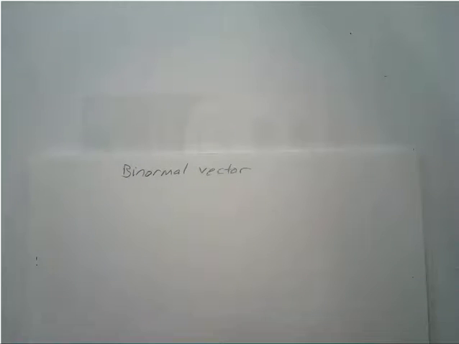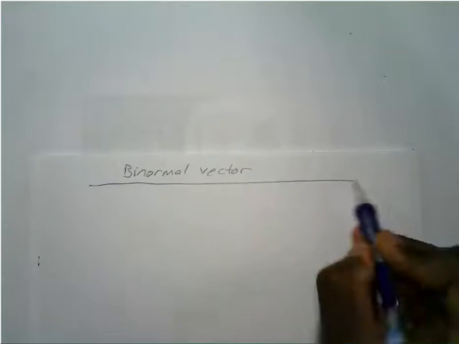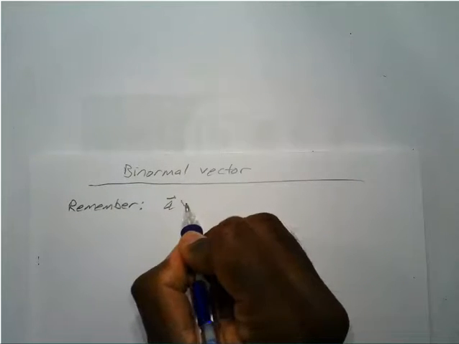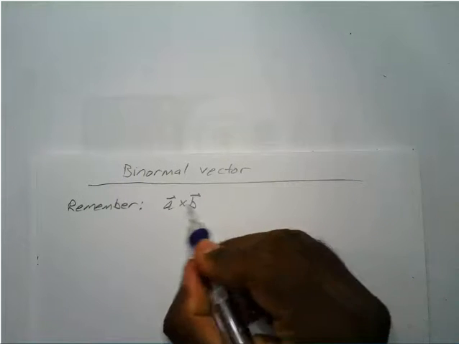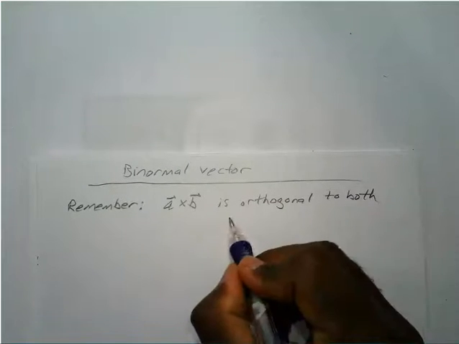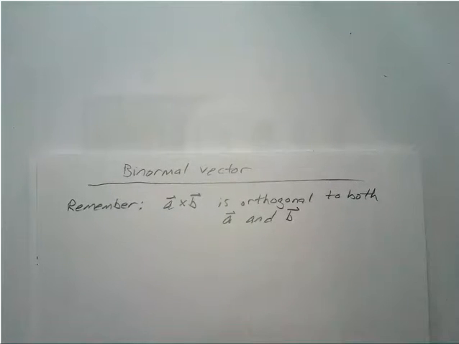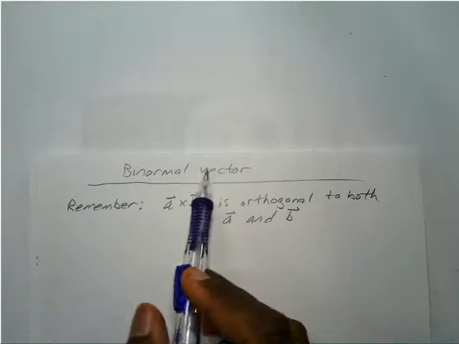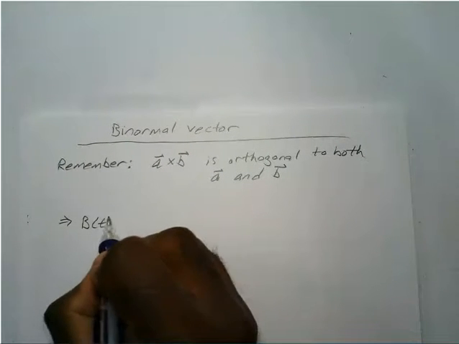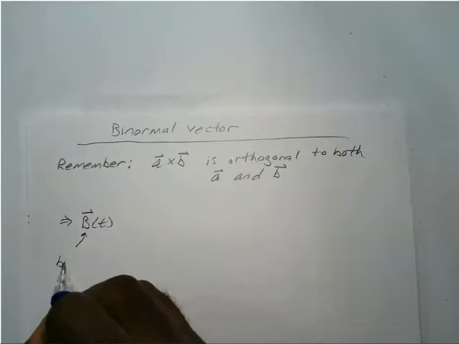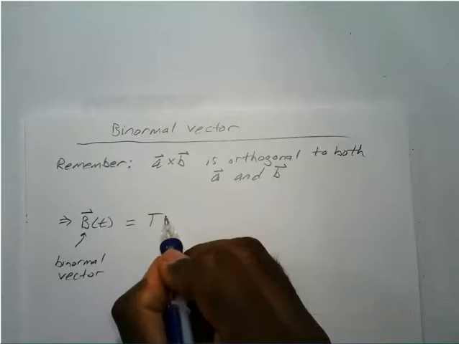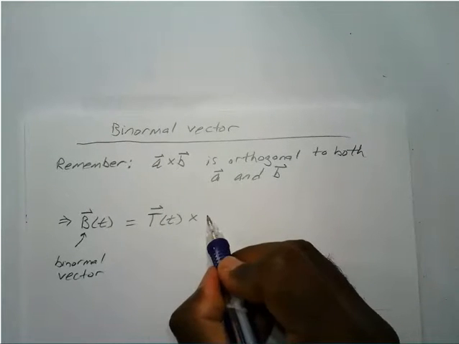Okay, so for our binormal vector, if you remember, if you have some vector A and vector B, the cross product of that is orthogonal to both A and B. So that idea leads to our binormal vector. For our binormal vector, which we'll call B of t, that's equal to the cross product of our unit tangent vector and our normal vector.